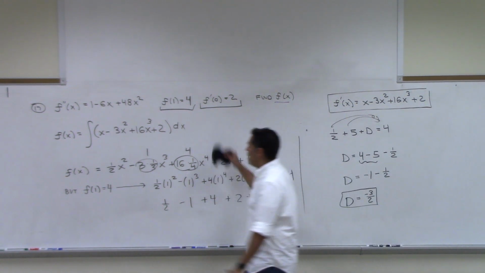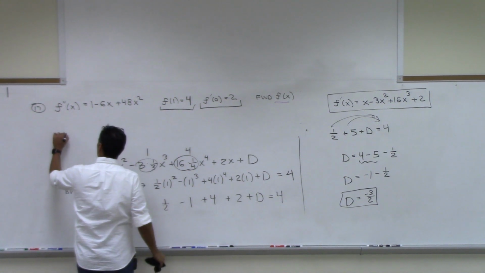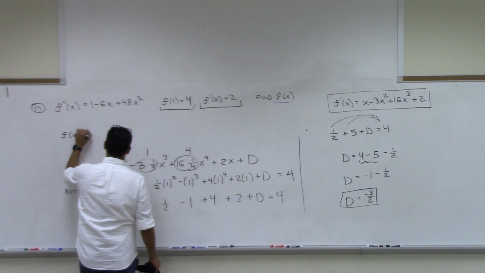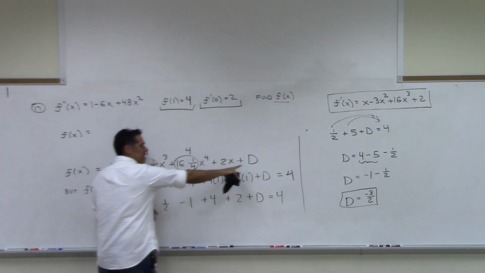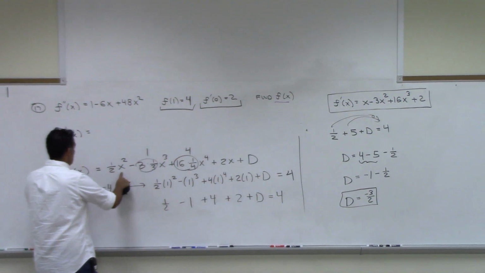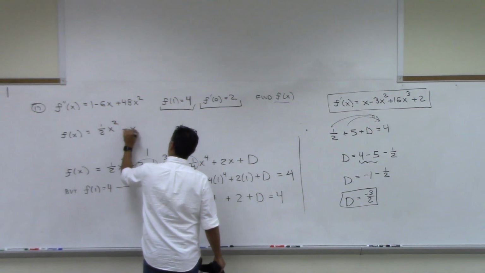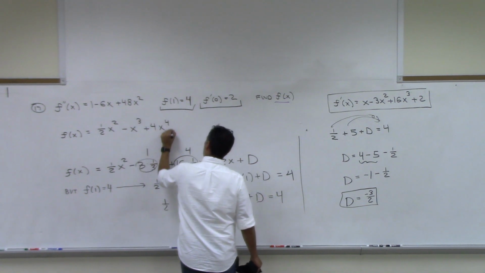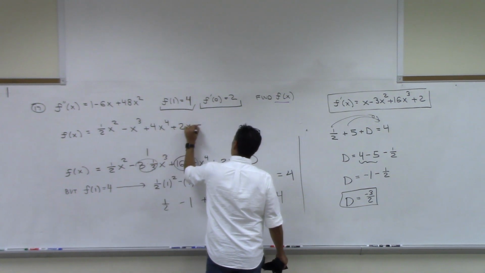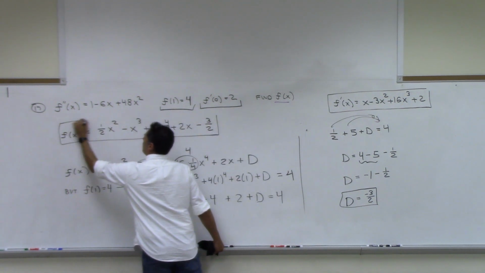So my final answer is f of x equals, and it was this line right here, right? But I didn't know what D was. So it's this line. It's 1/2 x squared minus x cubed plus 4x to the 4th plus 2x minus 3 halves. Final answer.